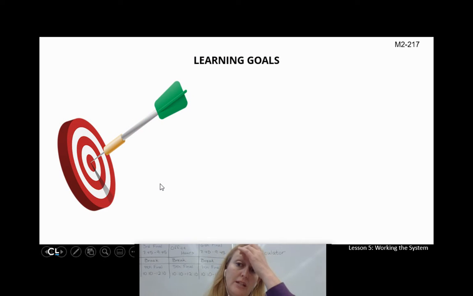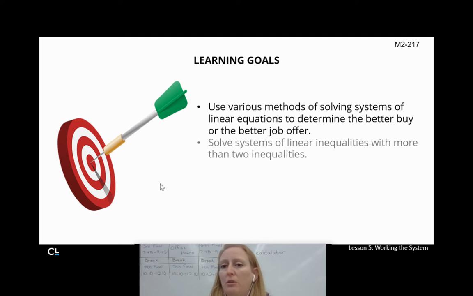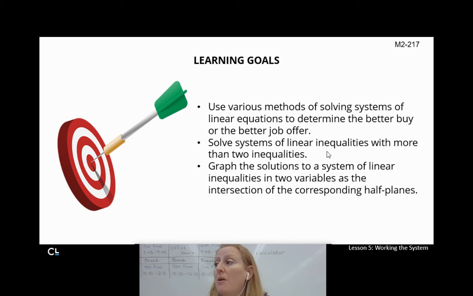And so along those lines, our goals: we're going to use various methods of solving systems of equations to determine the better buy, better job offer, solve systems of linear inequalities. This is what we're really going to focus on. We're going to solve systems of linear inequalities with more than 2 inequalities and see what happens when we put these on a graph. We're going to graph the solution to a system of linear inequalities in 2 variables as the intersection of the corresponding half planes. So remember, the idea is where they overlap, that's where the solutions are, right? That's the deal.